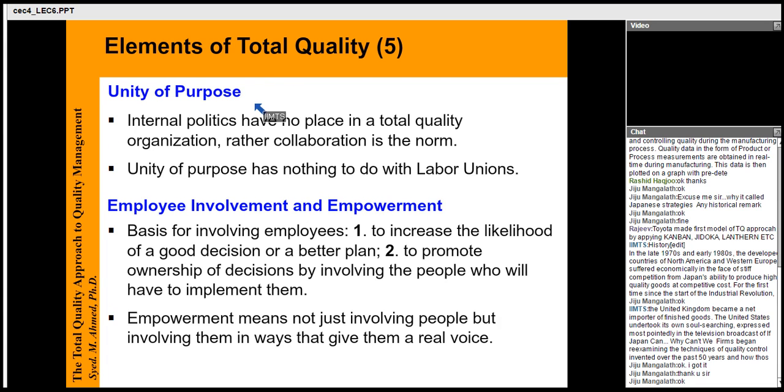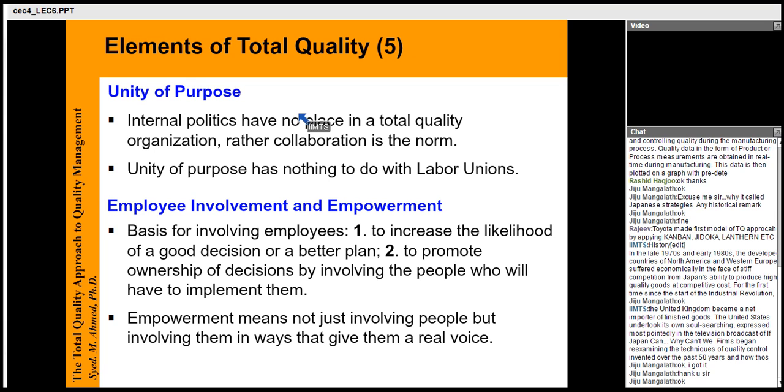Then unity of purpose. Internal politics have no place in a total quality organization, rather collaboration is the norm. Unity of purpose has nothing to do with labor unions. Basis for involving employees: first, to increase the likelihood of a good decision or a better plan, to promote ownership of decisions by involving the people who will have to implement them.